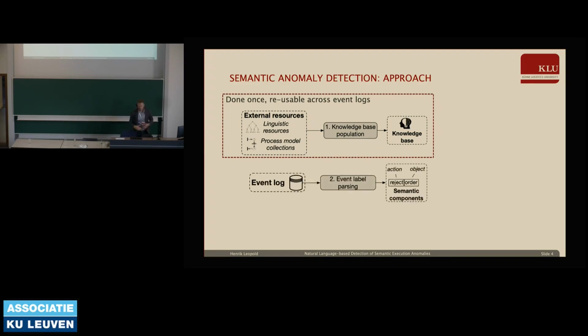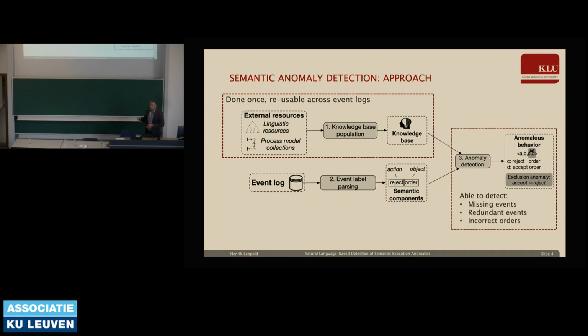And then on the event log side, what do we do? Well, we have to parse it. There are different techniques available for doing that. You dissect these labels in the event log. What we do here is very simple: we just try to identify what's the verb and what's the object, and we can treat these things separately. Then we basically compare things, right? We look into the log and see what's there, and then we compare it to our knowledge base. And then we can detect different types of anomalies. What we cover in our paper are 3 different things: missing events, redundant events, and incorrect orders.